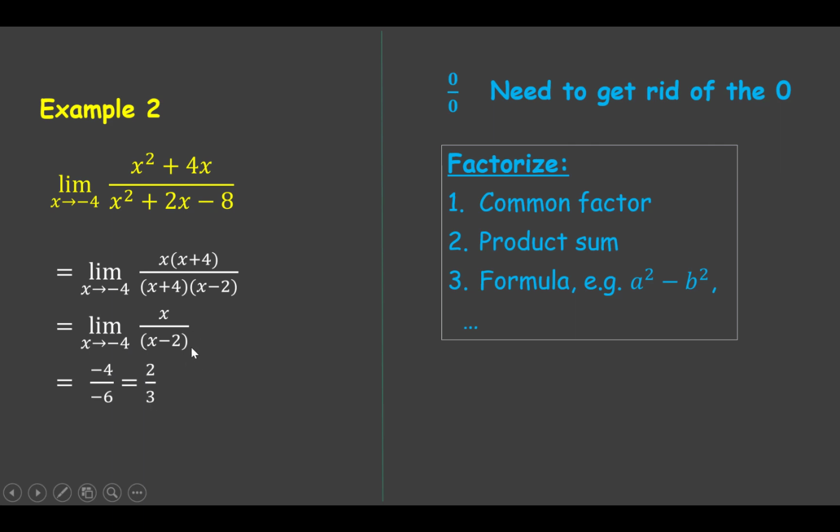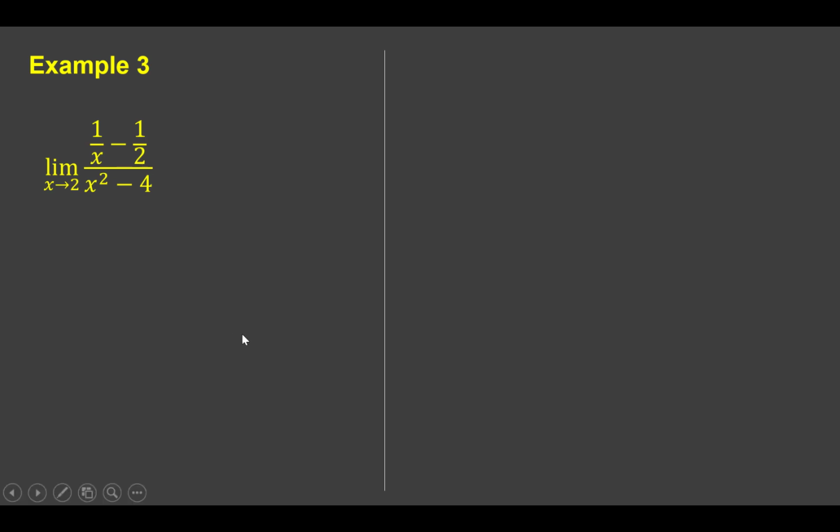Okay. Let's look at another example. Here we have a fraction inside a fraction. Now again, you can try to simply substitute x equals 2 into the top and the bottom. Well, in this case, you're going to have 2 squared minus 4, which is 0. So the denominator is 0, and the top is also 0 because it's 1/2 minus 1/2. So again, we run into the situation of 0 over 0, and we need to get rid of the 0.